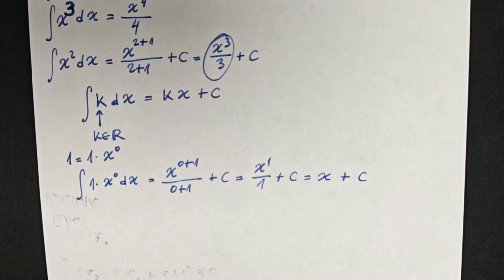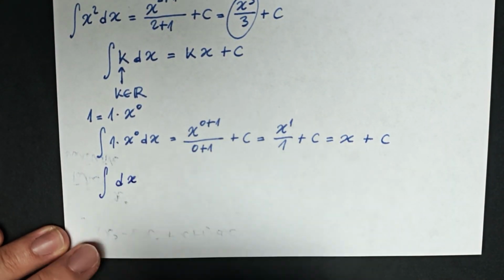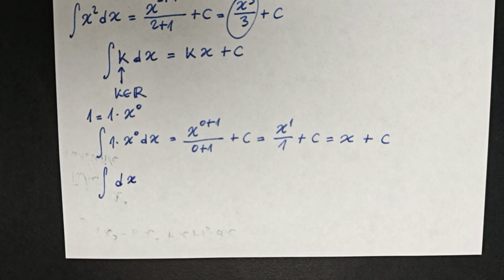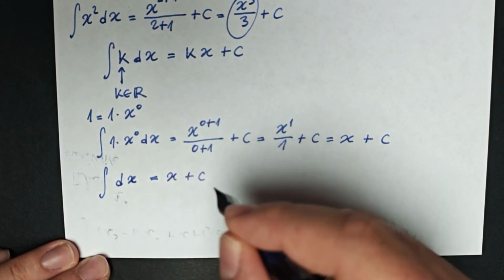It really doesn't matter how you look at it. The integral of 1 is 1 multiplied by x, which is x. Also, if you see something like this, an integral of dx, there is an implied 1 there, so there is a constant rule. The integral of dx is just x plus c.